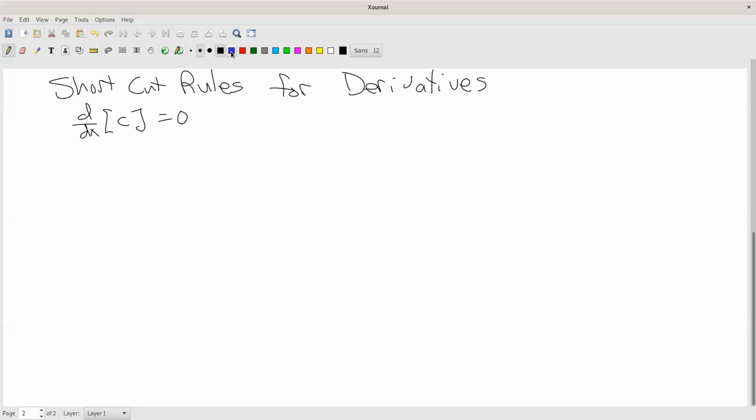Next, the derivative with respect to x of x is 1. Think about it: y equals x, slope is 1. Sure, I buy that.